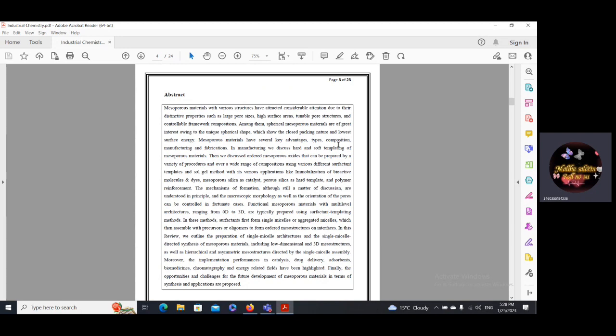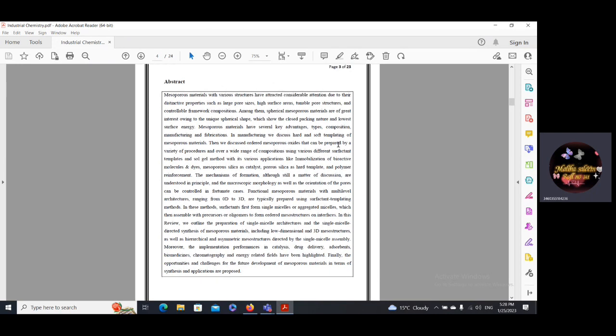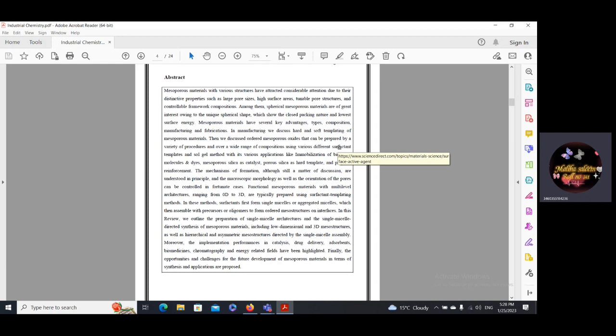In manufacturing, we discuss hard and soft templating of mesoporous materials. Then we discuss ordered mesoporous oxides that can be prepared by a variety of procedures and over a wide range of compositions using various surfactants, templates, and the sol-gel method, with various applications like immobilization of bioactive molecules and dyes. Mesoporous silica is used as a catalyst, porous silica as a hard template, and for polymer reinforcement. The mechanism of formation, although still a matter of discussion, is understood in principle, and the macroscopic morphology as well as the orientation of the pores can be controlled in certain cases.